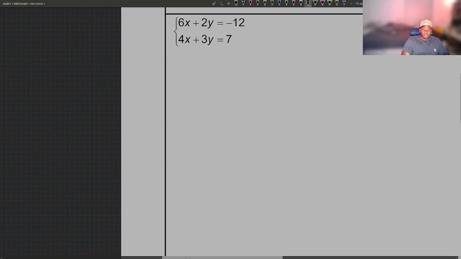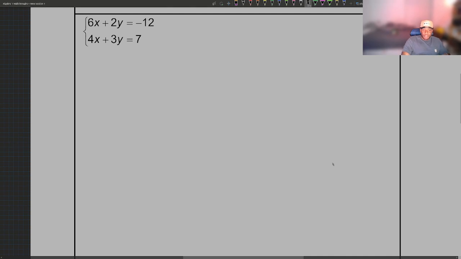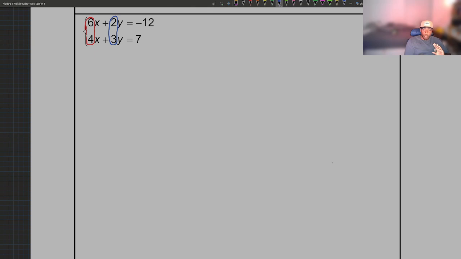So over here in our next system, you're going to notice that unlike the first one and unlike the second one, neither of our coefficients are set up so that our variables will cancel out, right? We got 6 versus 4, and we got 2 versus 3 for the y's. So it's not like the first system where things just canceled out automatically. And it's not like the second one where we only had to change one of the equations because we had a coefficient of 1 for one of our variables. In this situation, we're going to have to change both of our equations.